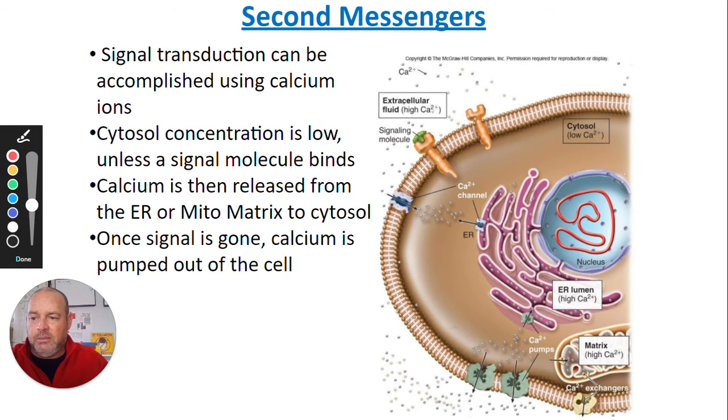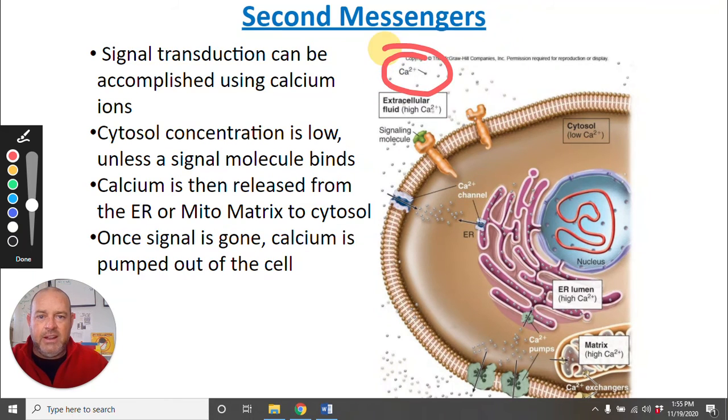There's another important second messenger that we use, and that important second messenger is this guy right here, calcium. So signal transduction can be accomplished using calcium ions. Out here in the cytosol, calcium is usually pretty low. It's high inside the ER, and it's high inside the matrix of the mitochondria. So we store calcium in a couple different organelles. And as I mentioned earlier, cytosol concentration is low.